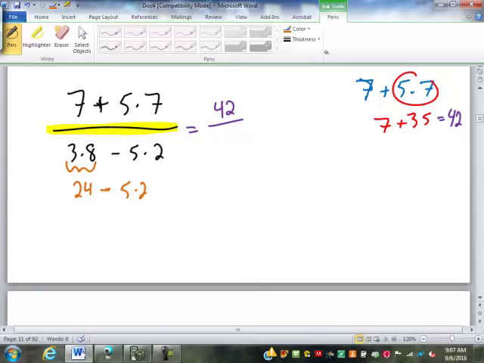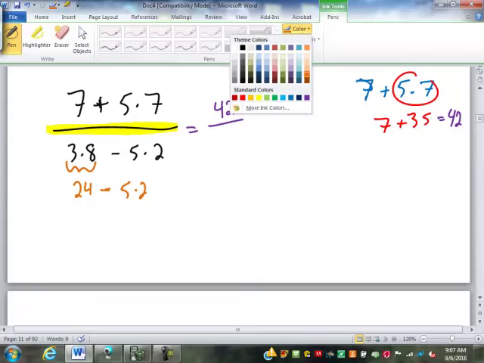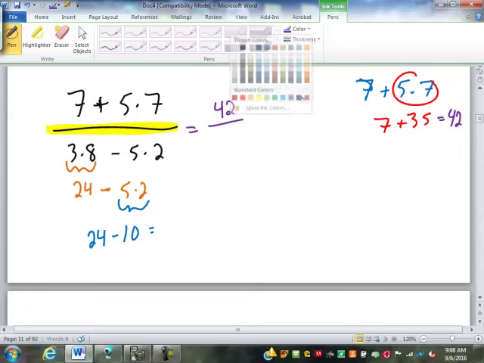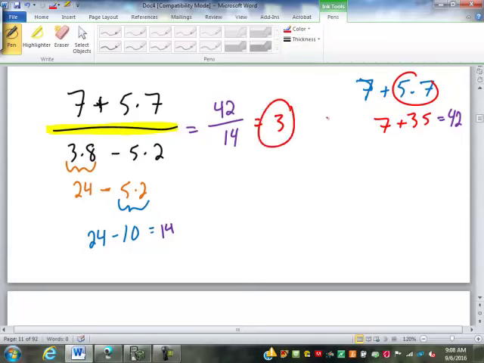Now I get asked all the time, could I do the 3 times 8 and the 5 times 2 at the same time? In this problem, you could get away with that. It wouldn't cause any problems. But there are times where you can't do simultaneous multiplications. So you're safest if you just do it step by step, going left to right. So 5 times 2 is 10. So 24 minus 10 makes 14. So then 42 divided by 14 is 3. Any questions?